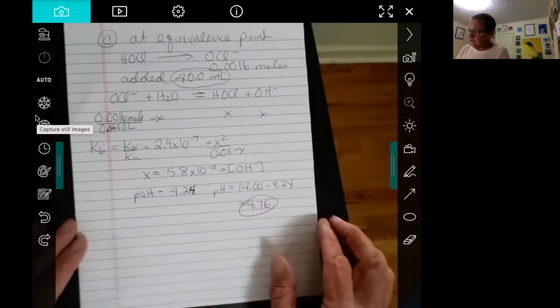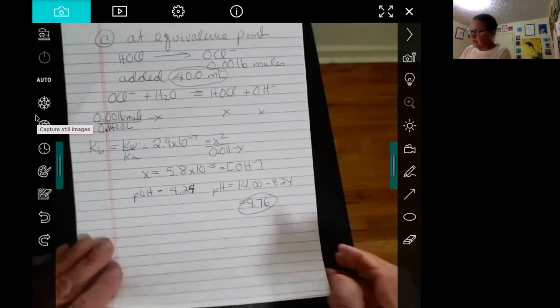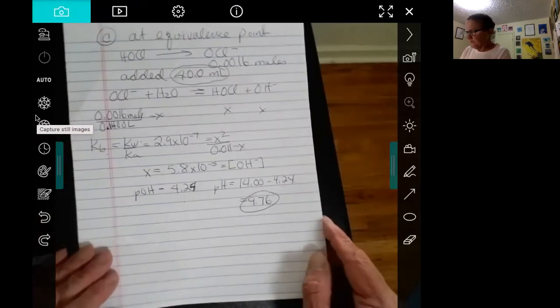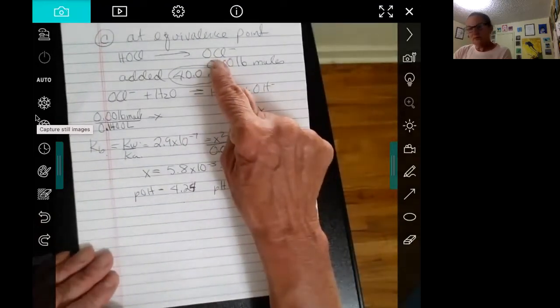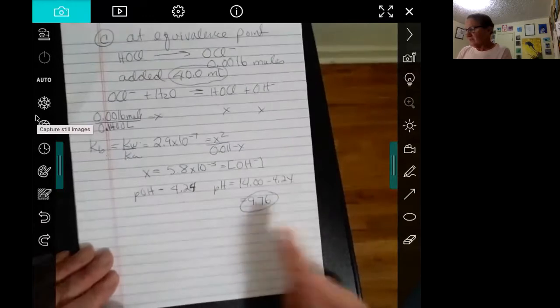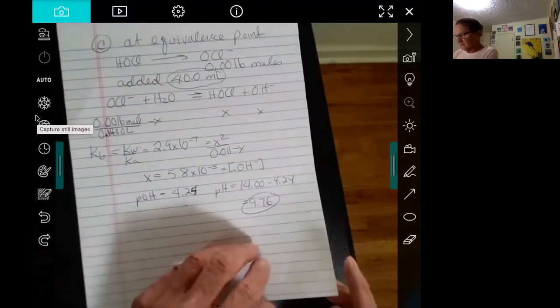Now we've gone to the point, it should be even higher than halfway to the equivalence point, and all we have in solution is a weak base. We've used up all the weak acid, so it should be basic. It should be on the other side of 7.